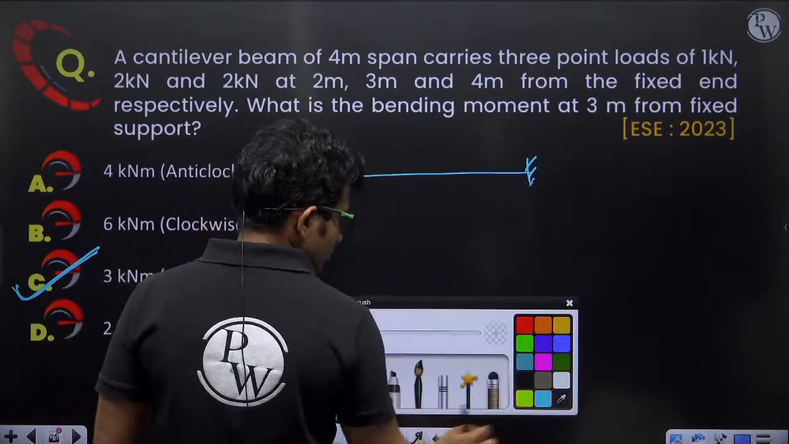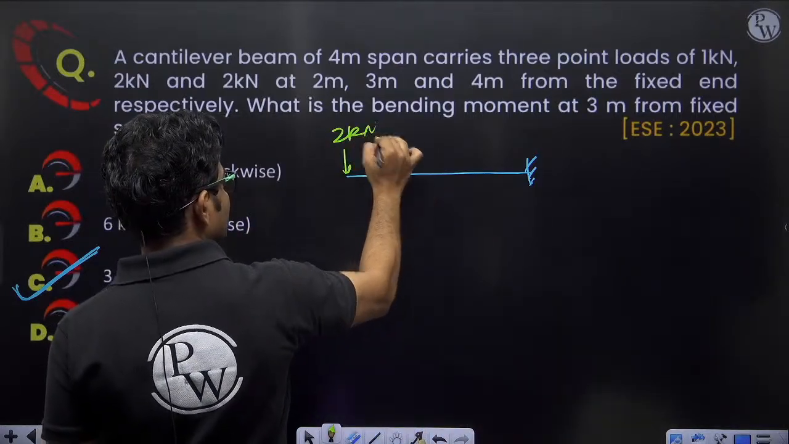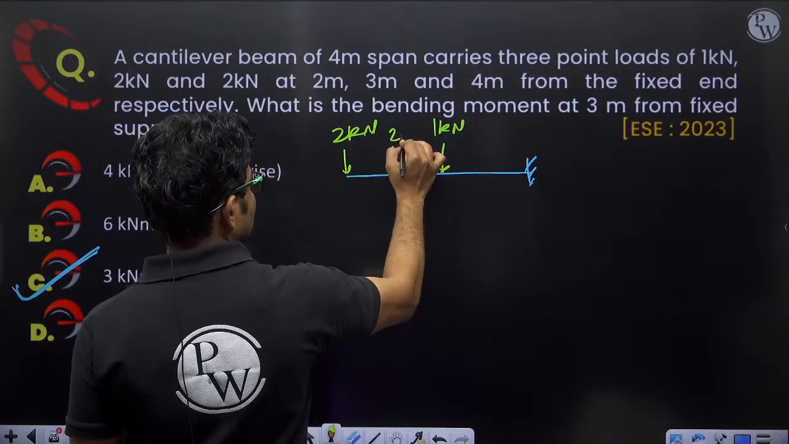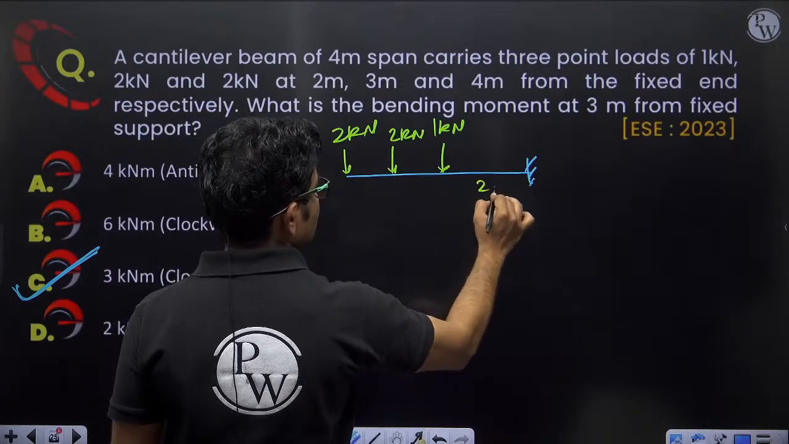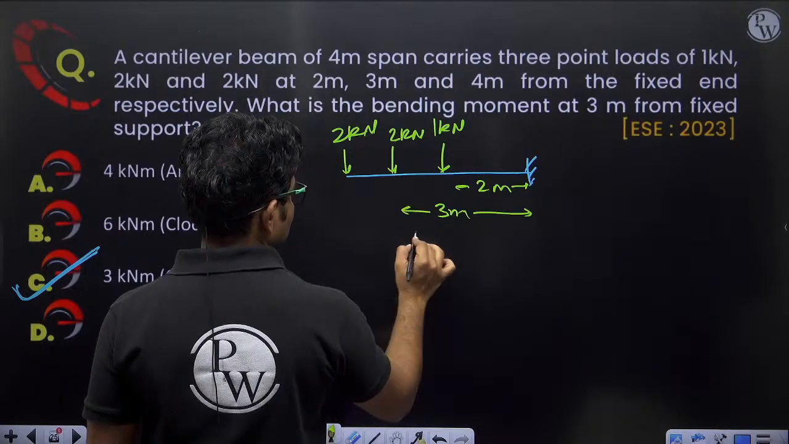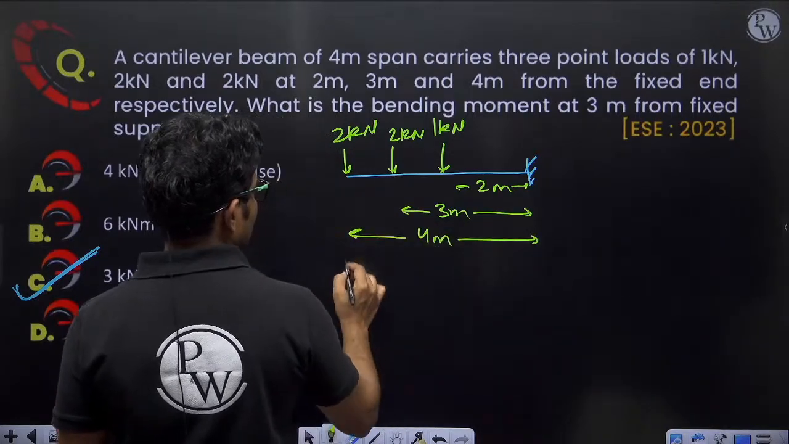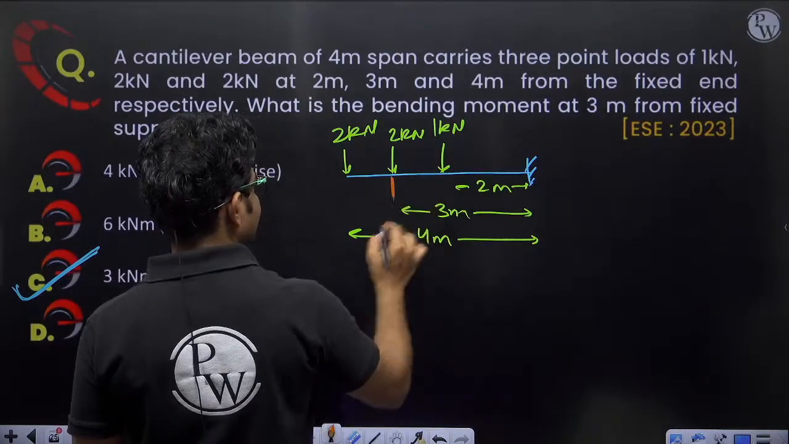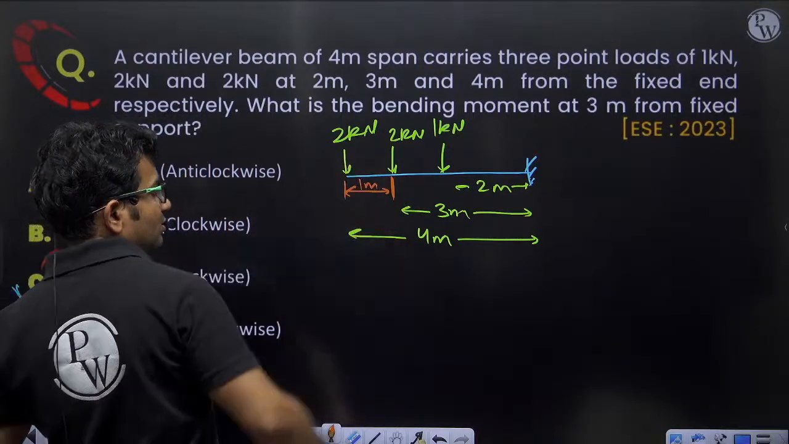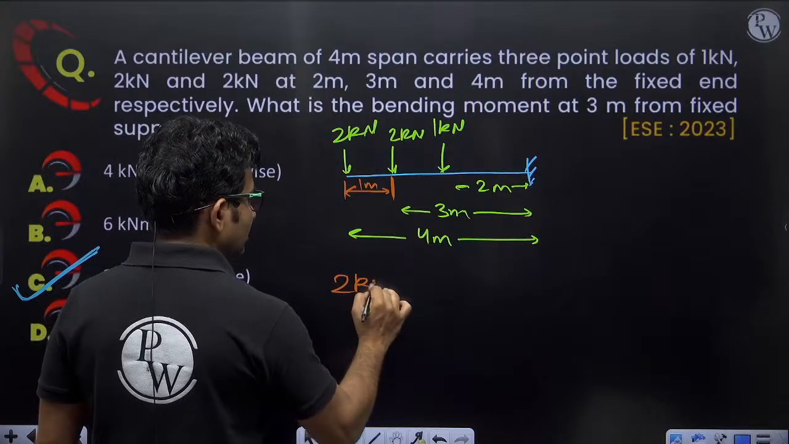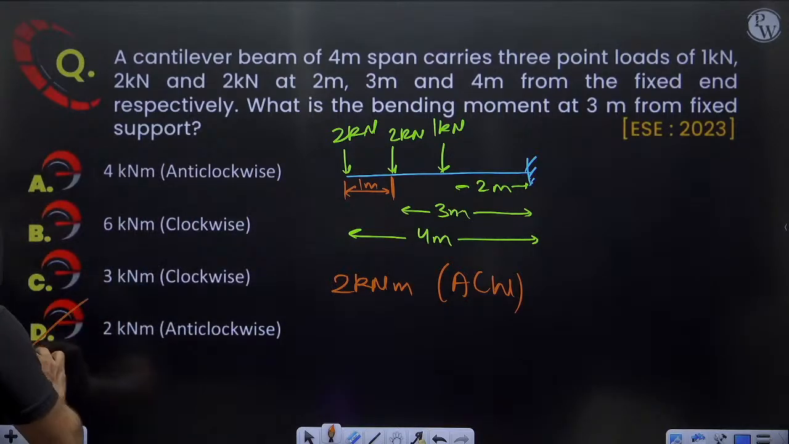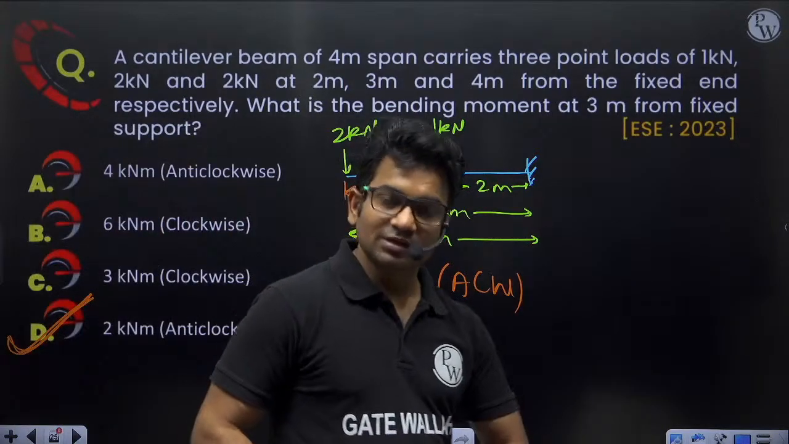Okay. So 2 kilonewton. Here 1 kilonewton. Here 2 kilonewton. Okay. This distance is 2 meter, 3 meter, 4 meter. Okay. So at this location, this is 1 meter. At this location, I have to find out the moment. So it will be anti-clockwise. So 2 kilonewton meter anti-clockwise moment. Okay. So the correct answer will be option D. Okay. We have to draw the beam like this. Then it will be correct.